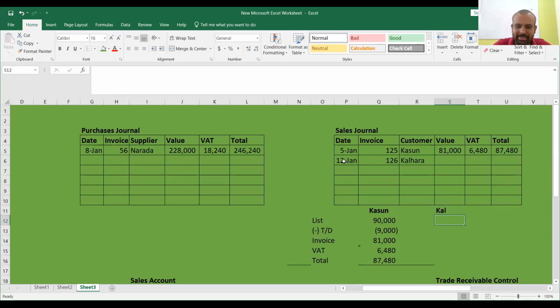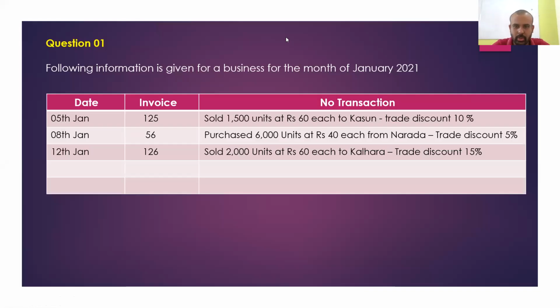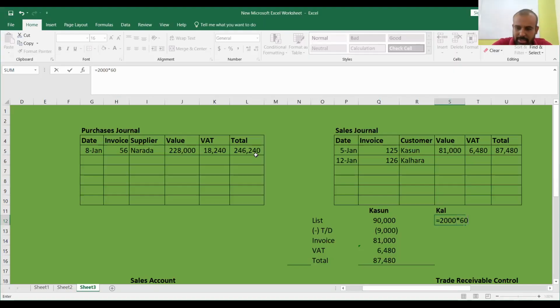මට කියන්නේ යාගේ invoice price එක කීයද? How much is the invoice price you get there? කියන්න. 2000 into 60. Yeah, 2000 into 60, which is 120,000, and we are giving them a discount of 15%.